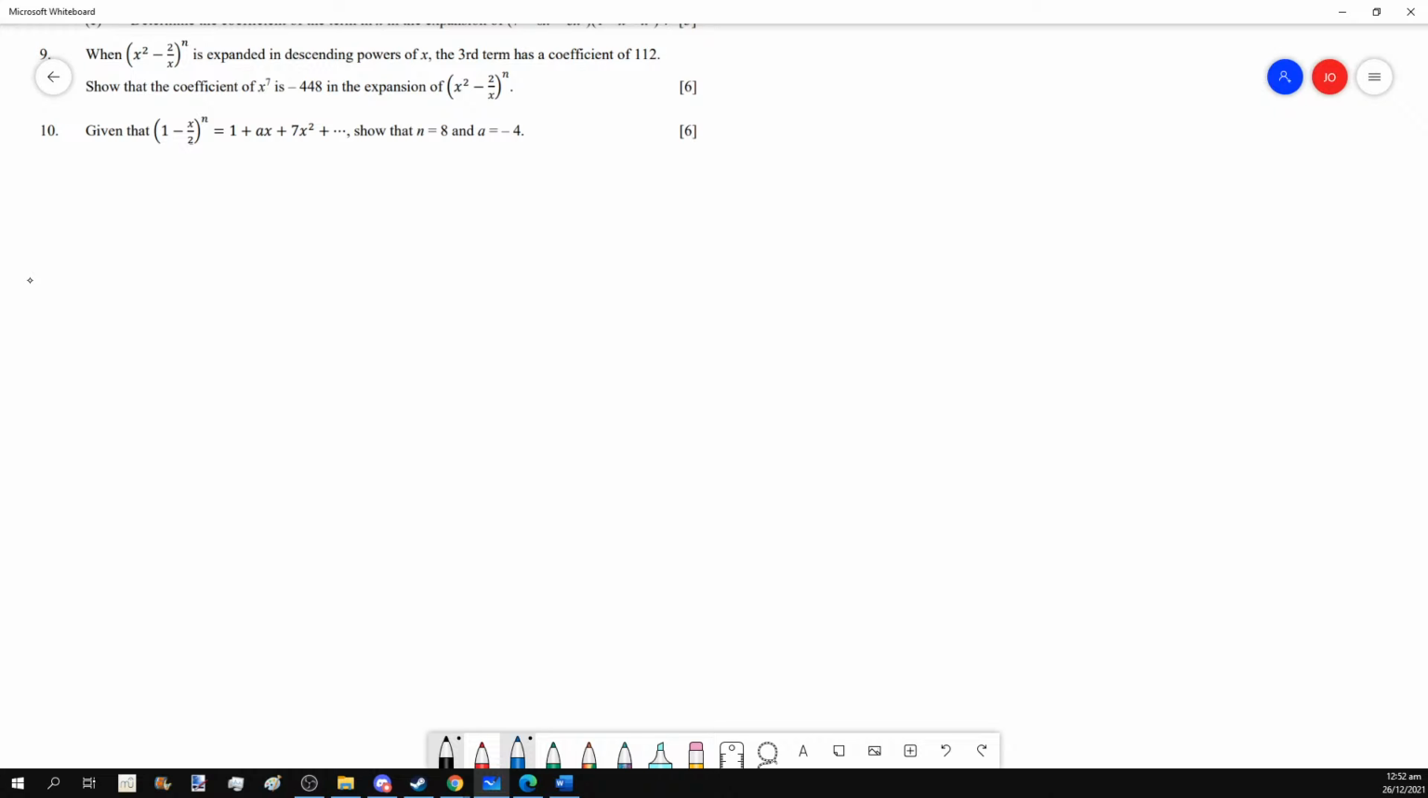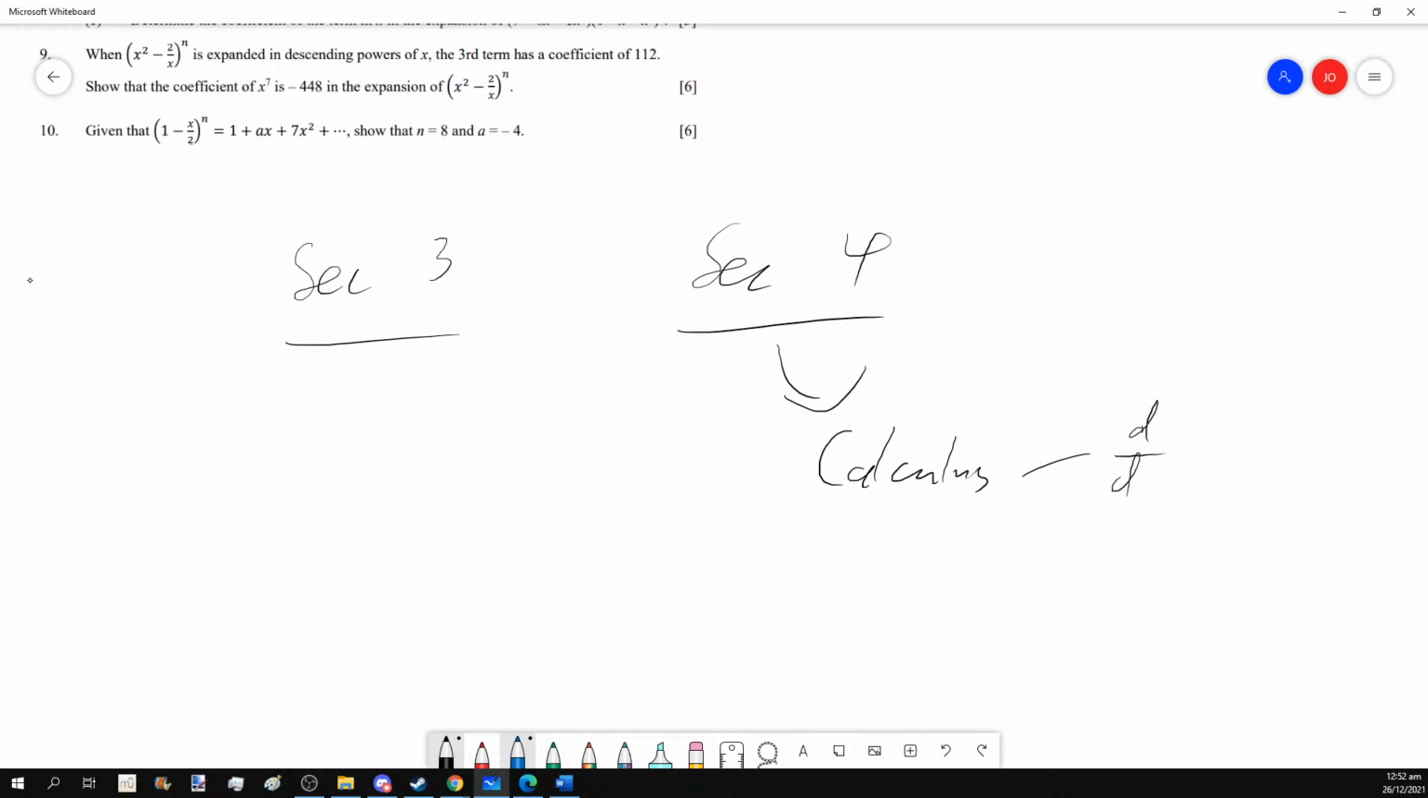So up to this point, we are already done with the algebra section, right? If you remember the very first video, we have the Sec 3 and the Sec 4 stuff. Sec 4 is basically calculus, which will be differentiation, integration, and some kinematics. We will also learn some geometry.